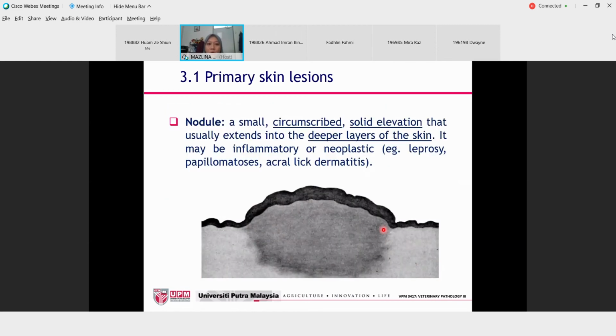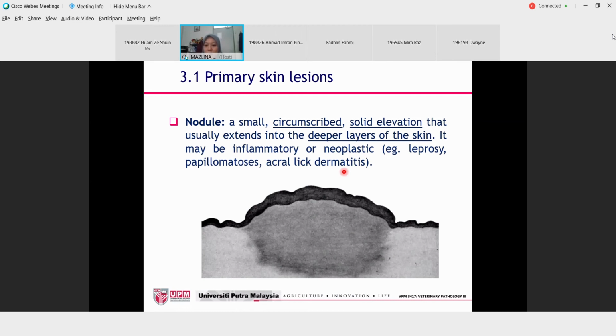Alright, next we move on to nodule. Nodule is a small, again circumscribed, solid elevation as well, that usually extends into the deeper layer of the skin. So that's the difference. It is actually deeper than the previous lesion. It can be due to inflammatory or maybe neoplastic origin. Examples could be leprosy, papillomatosis, or acral lick dermatitis.